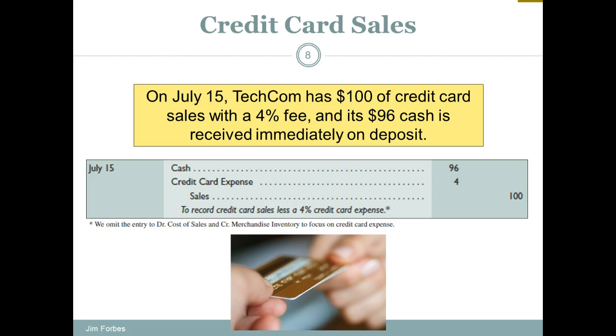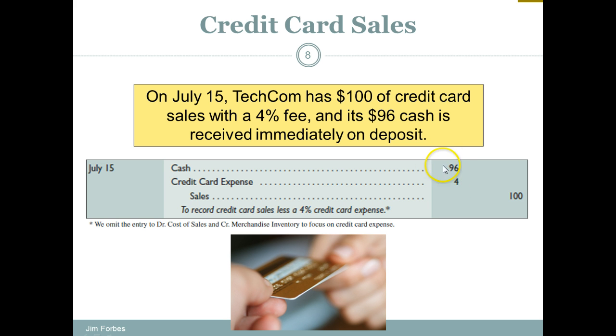So let's get into what happens with a credit card sale. Here you sold $100 worth of sales, but you are only going to collect $96 because there's a credit card expense. The credit card company will bill the merchant a fee, and those fees are negotiable. And obviously, the more volume you do, the better you can negotiate. But here you're seeing a 4% fee, so you have to account for that if you are using credit cards.